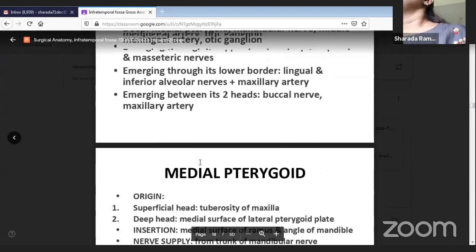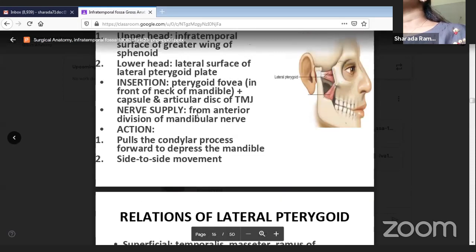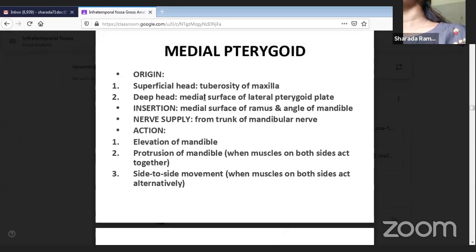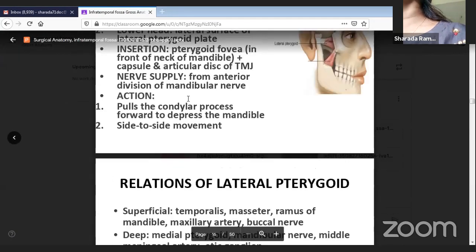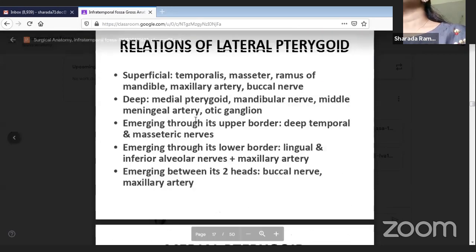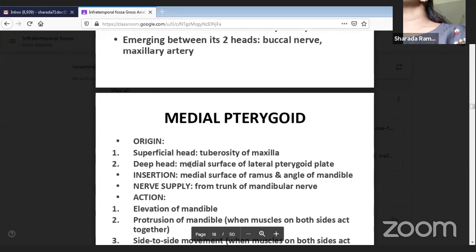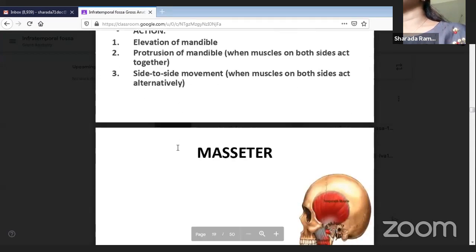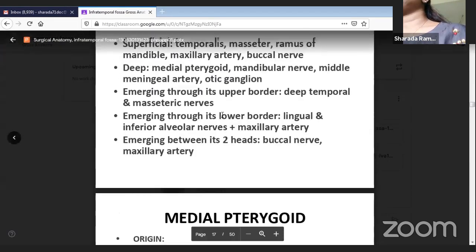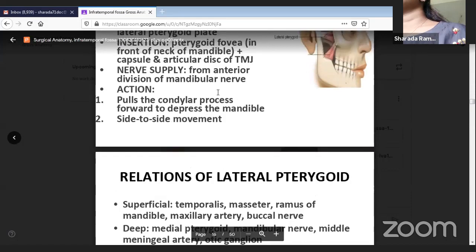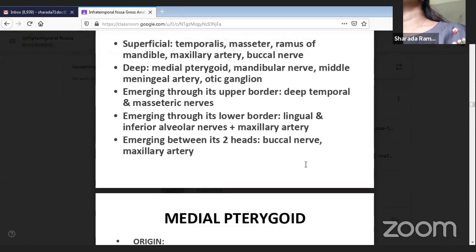Now, we know that the medial pterygoid and lateral pterygoid will contract alternately. So, one medial pterygoid plus the lateral pterygoid on the same side, if they contract, it is going to deviate the chin towards the opposite side. So, that is how it is going to bring about the chewing movements.